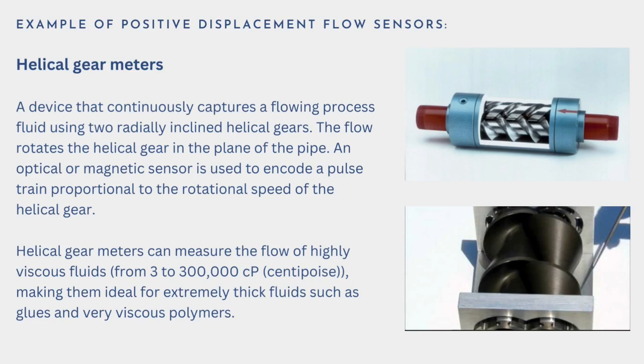It is called a helical gear because the shape of the gear or its rotor is a helix, which is a spiral-shaped structure. When the water or liquid flows, it enters the compartment of the rotor, so it rotates, and it distributes a specific amount of fluid.